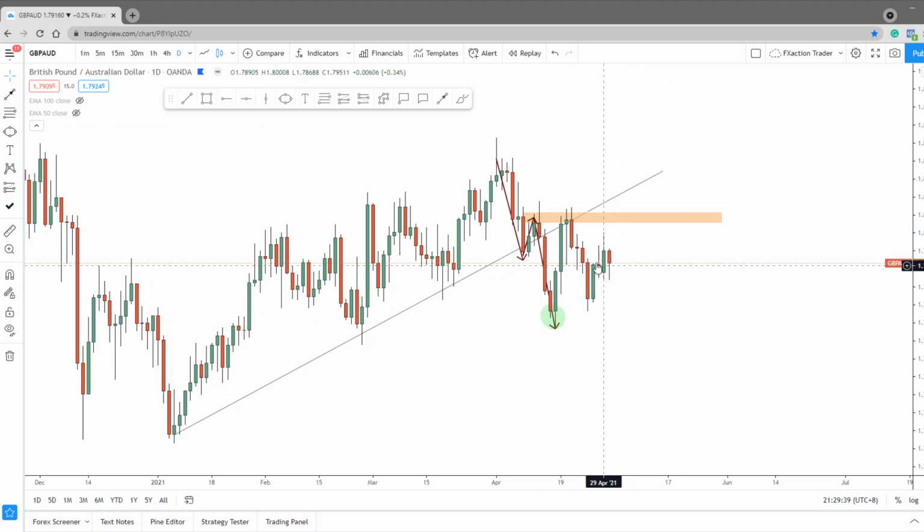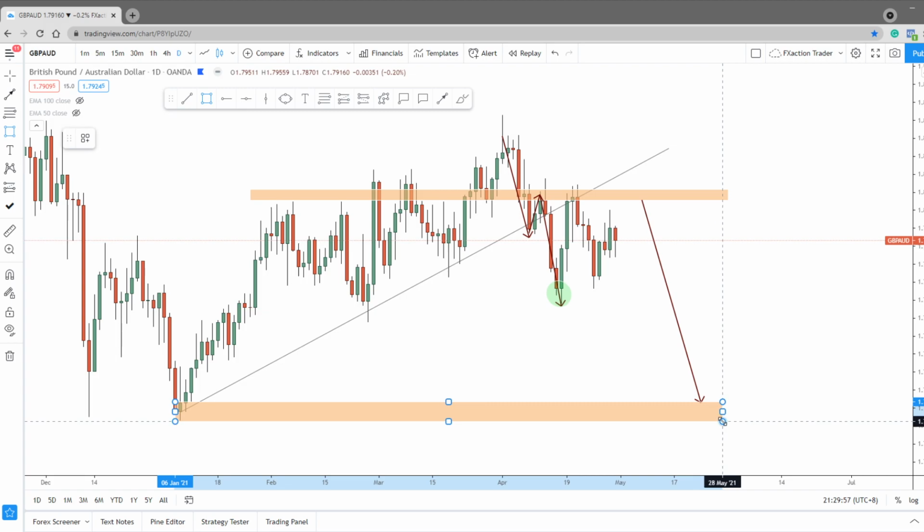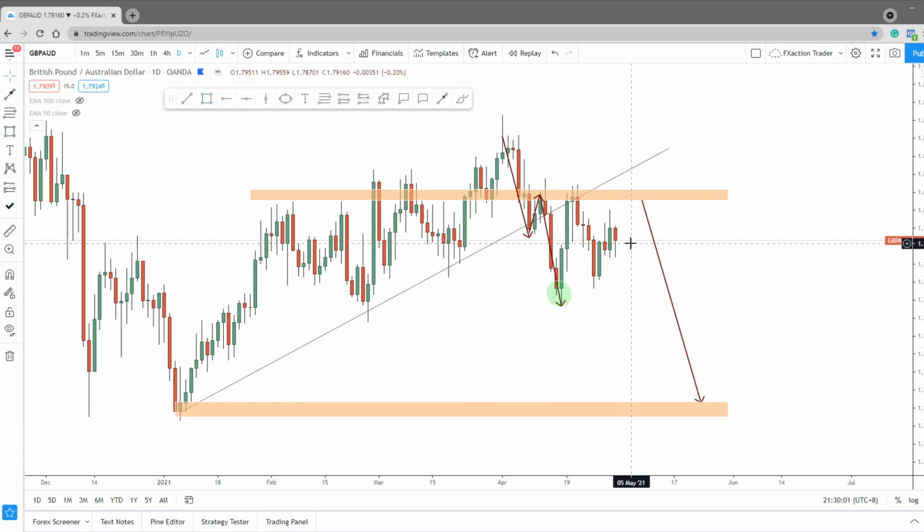So as long as the market does not break above this daily resistance zone or daily key level at 180.03, we are still going to remain bearish for this pair. Our final take profit area will be on the previous daily low at 1.725. So this could be a nice catch if we are able to trade this big move.